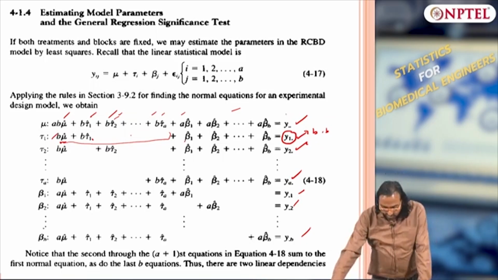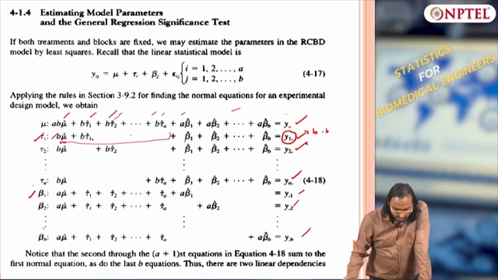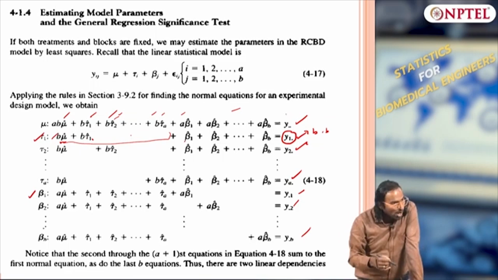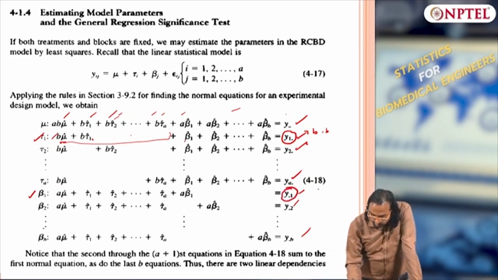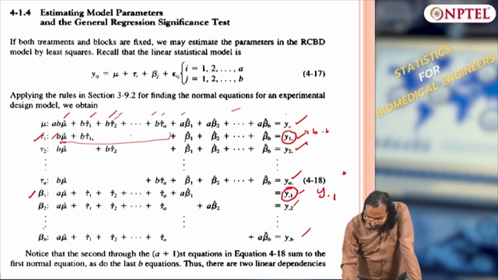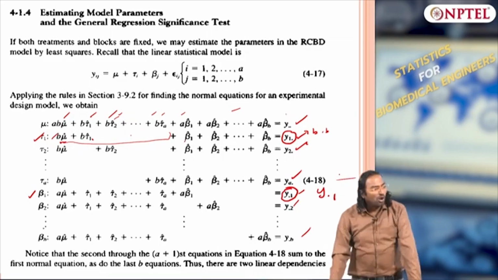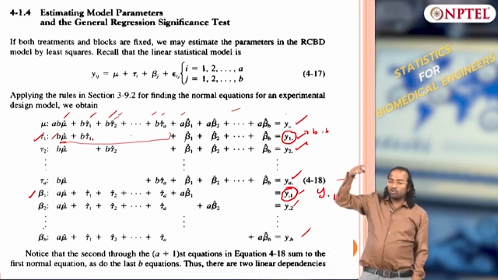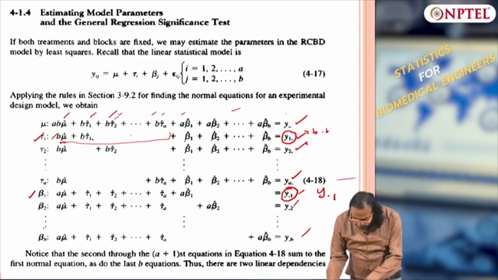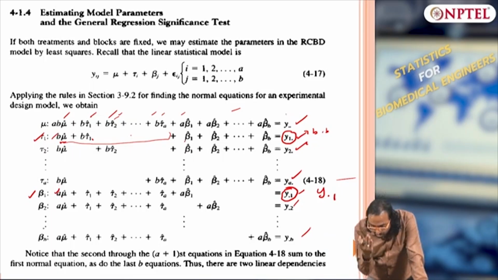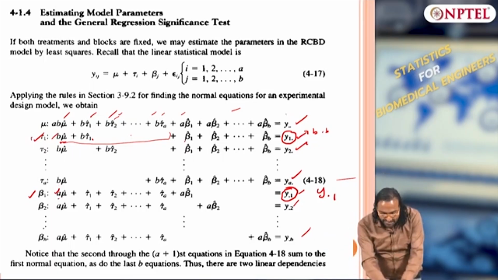Now this is for tau 1. If you write an equation for beta 1, what will happen? Beta 1 is along the columns, beta 1 is for block 1. How many times will it be there? A times, because your right hand side is what? Y dot 1, which is the first column, summed along all the rows. You are impacting the first column. So in this equation, mu will appear A times, because now you are looking along this way. This is exactly opposite of the treatment equation.